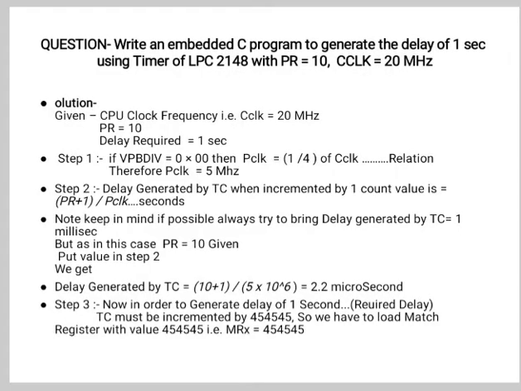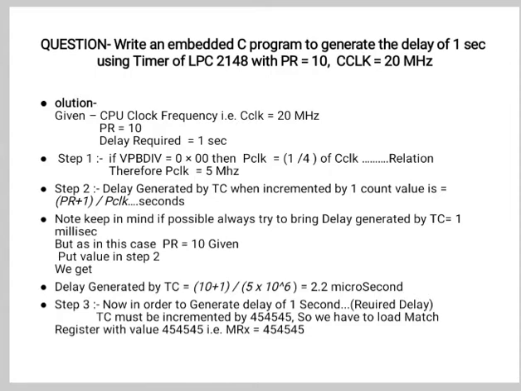Then the next question is: write an embedded C program to generate a delay of 1 second using the timer of LPC2148 with PR given here as 10 and CCLK as 20 megahertz. So what is given? The clock frequency is given as 20 megahertz, PR is given, and the delay required is given. If VPBDIV is 0, then we know that PCLK is 1/4 of CCLK. So the PCLK we get is 5 megahertz.